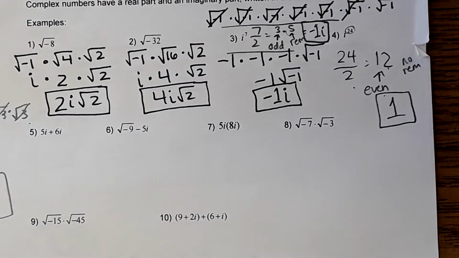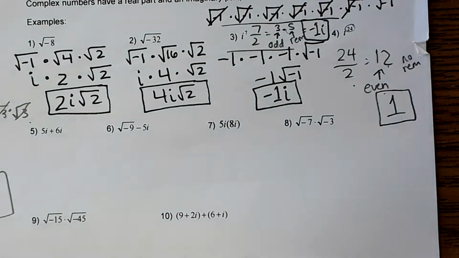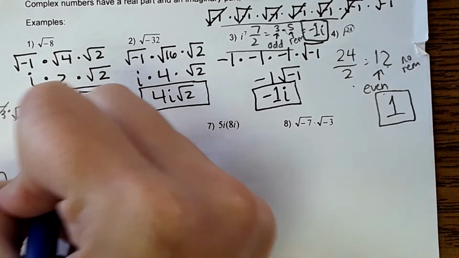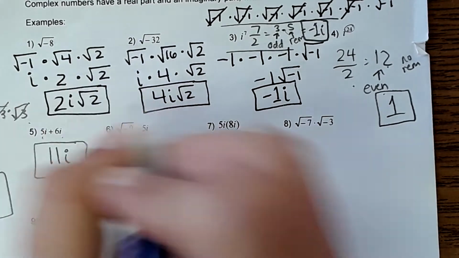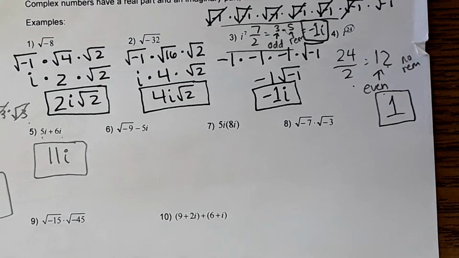Anyways, number 5. Okay. Now it gets easy from here. 5i plus 6i would just be 11i, and you're done. Oh, so that's it. Yep, that's it. Well, that's really hard. Okay. That was the most complicated one yet.